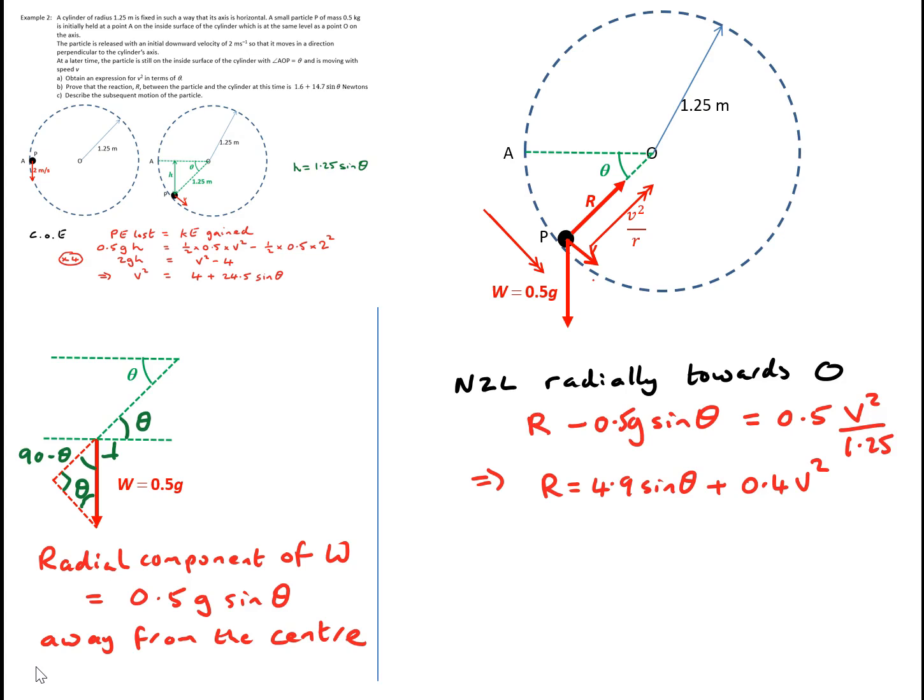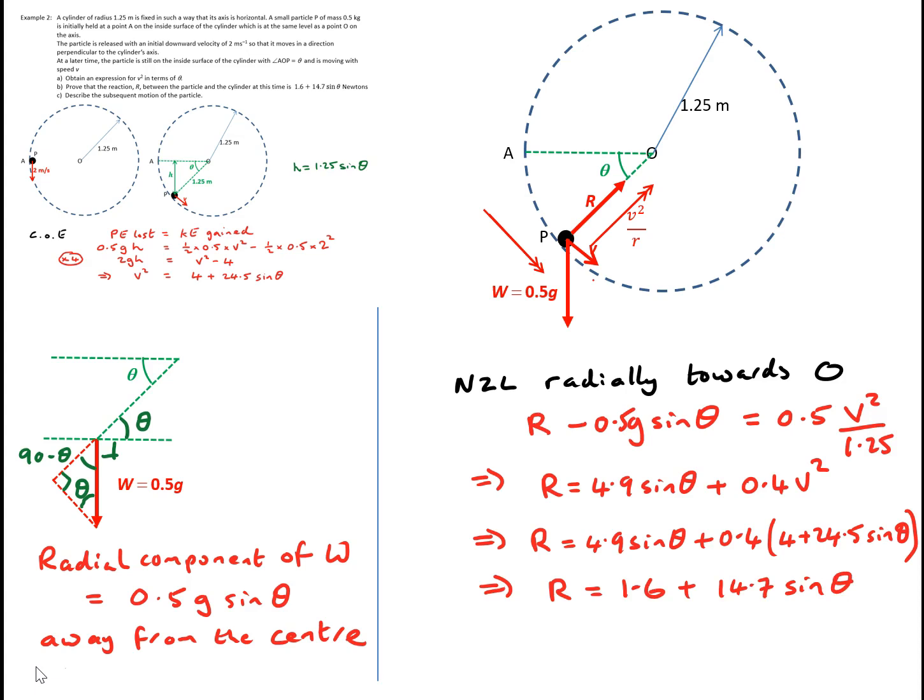We know that v squared is 4 plus 24.5 sine theta. So we've now got R is 4.9 sine theta plus 0.4 times 4 plus 24.5 sine theta, which gives me 1.6 plus 14.7 sine theta, which is the required expression for R.